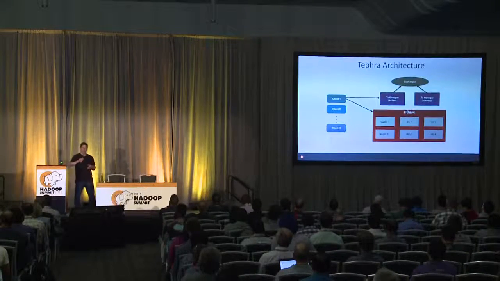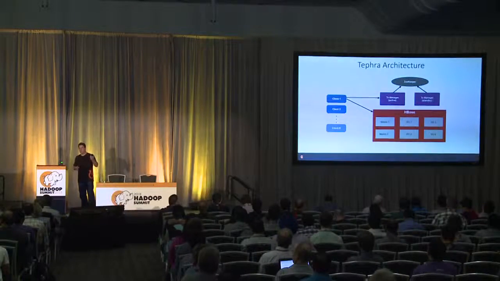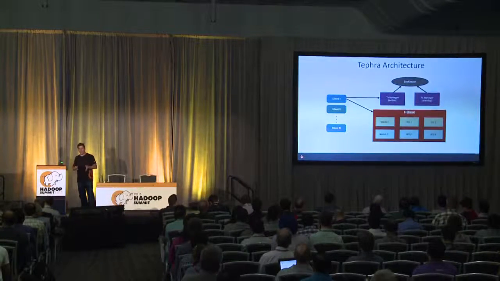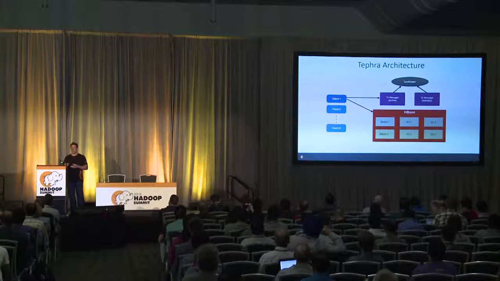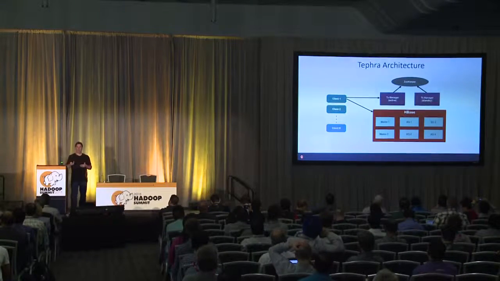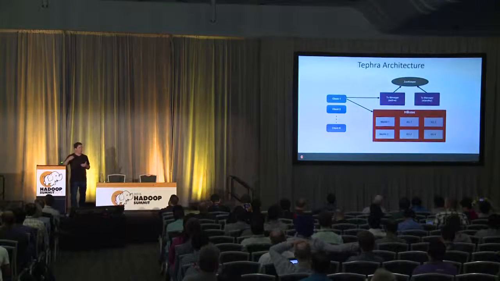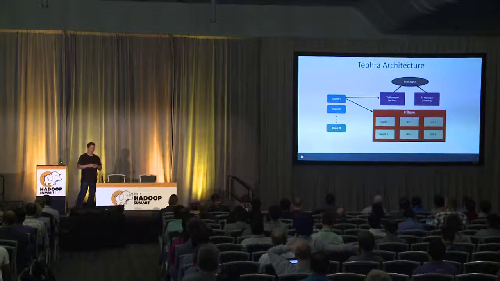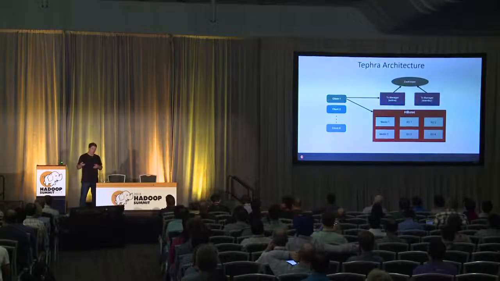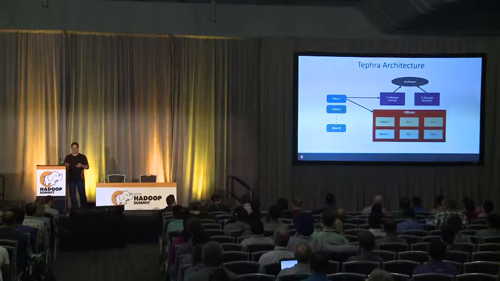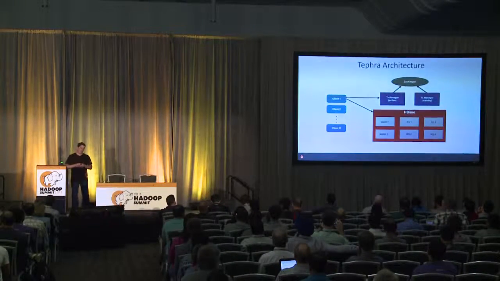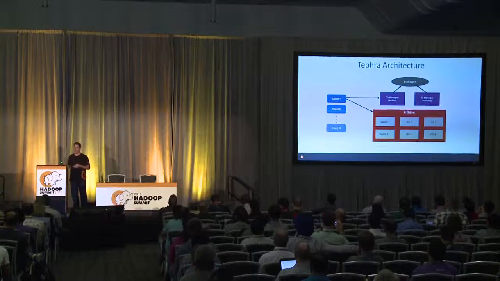So here's a high-level architecture view of it. On the left, you've got clients. Those are Phoenix clients in this case. And then on the right, you've got your transaction manager, which runs as a separate process. You can run multiple ones of those for automatic standby. Those use a zookeeper to do coordination and failover. And then the reads and the writes just go directly to HBase.